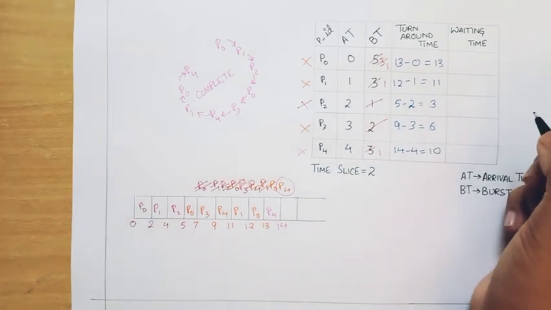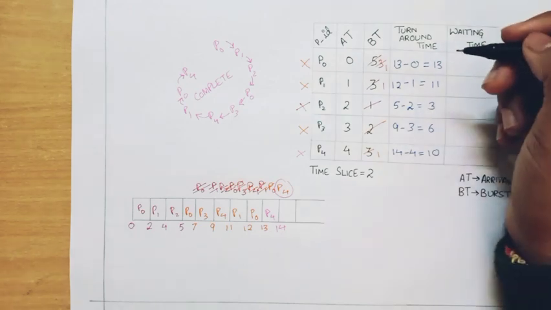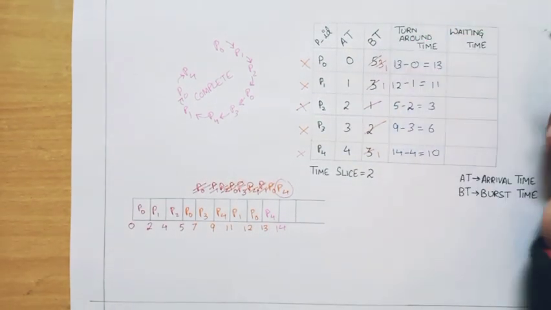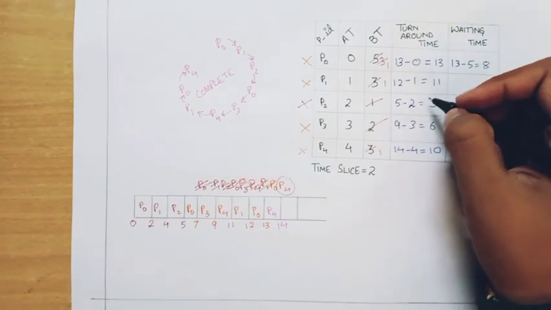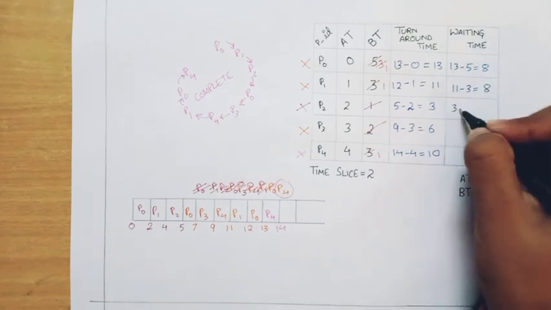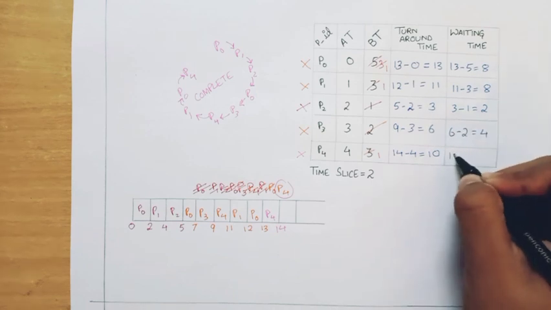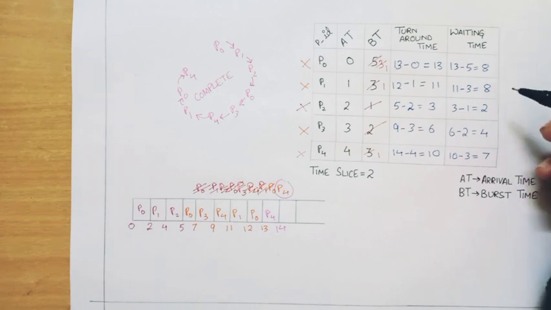Now waiting time is the time for which the process had to wait for its total execution. Turnaround time is 13, burst time is 5, and waiting time is TAT minus BT. Now 13 minus 5 gives 8, so 8 units is the waiting time. 11 minus 3 gives 8, its waiting time. 3 minus 1 gives 2, its waiting time. 6 minus 2 gives 4, its waiting time. And 10 minus 3 gives 7, its waiting time. The waiting times are 8 units, 8 units, 2 units, 4 units and 7 units respectively.